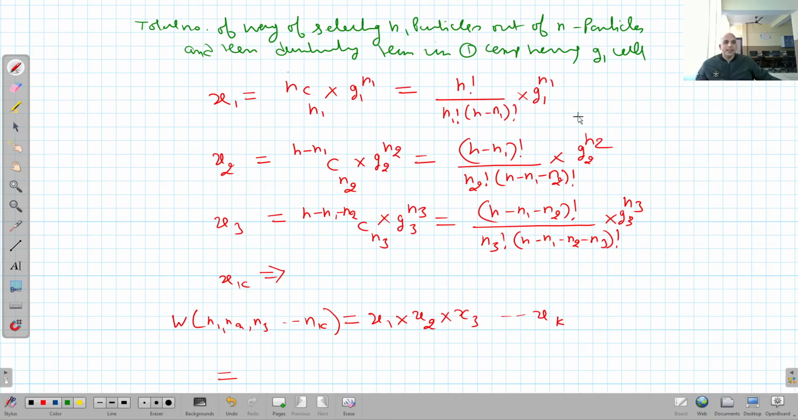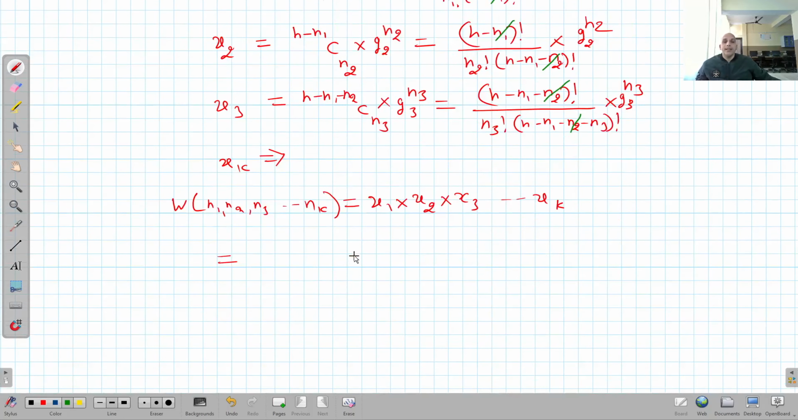When you put in the values, you can see that this factor will get cancelled with the next factor, and similarly it will cancel with the next factor in x4. This will continue, and ultimately you get n factorial divided by n1 factorial into n2 factorial into n3 factorial so on nk factorial, into z1 power n1 z2 power n2 z3 power n3 so on zk power nk.